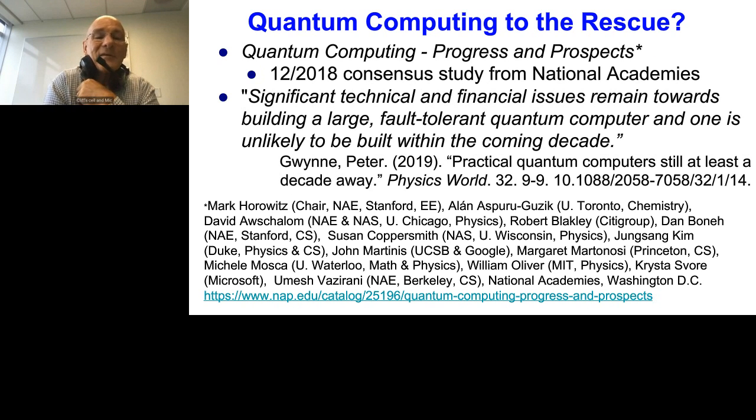This might be a 2030 kind of solution, so we're going to need something over the next decade until quantum computing works. It'll be great if it works, like if nuclear fusion works, that will be great, but it may be a while before this happens.